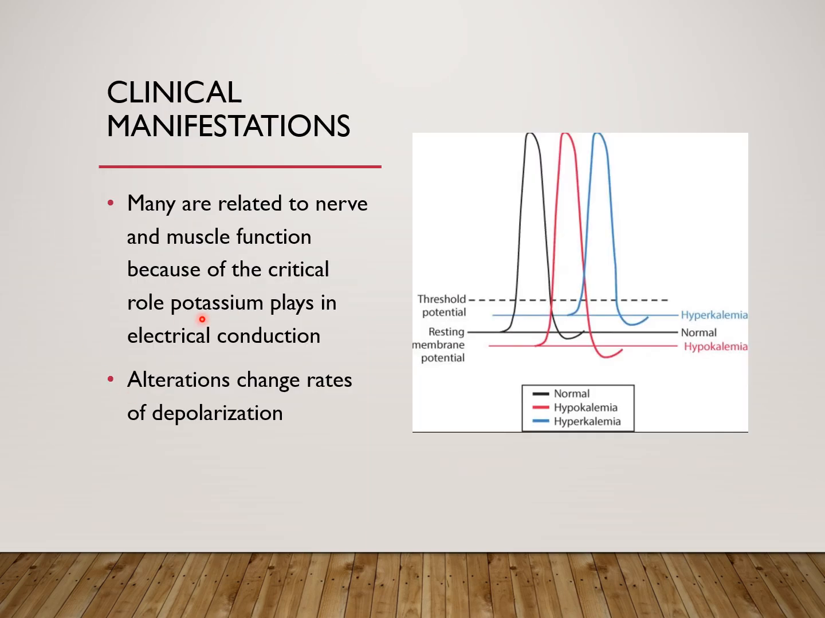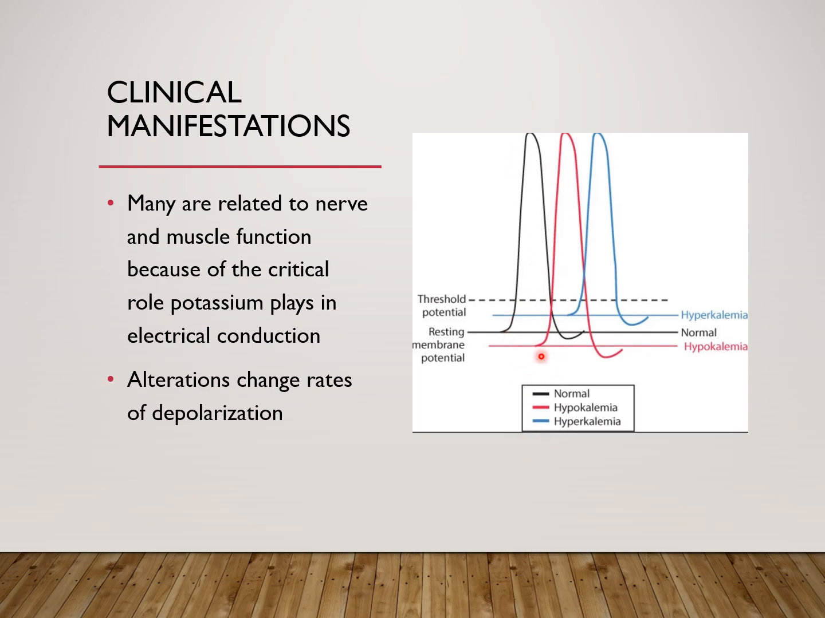So we'll talk a little bit about the clinical manifestations here. And what I have here is that resting membrane potential, or that action potential. Remembering that potassium plays a really significant role in the depolarization and repolarization of cells that transmit electrical activity. So many of the clinical manifestations that we see are related to nerve and muscle function because of that critical role potassium plays in electrical conduction. And alterations in potassium levels significantly affect the rates of depolarization we see at the level of the cell. So that's what this really shows.